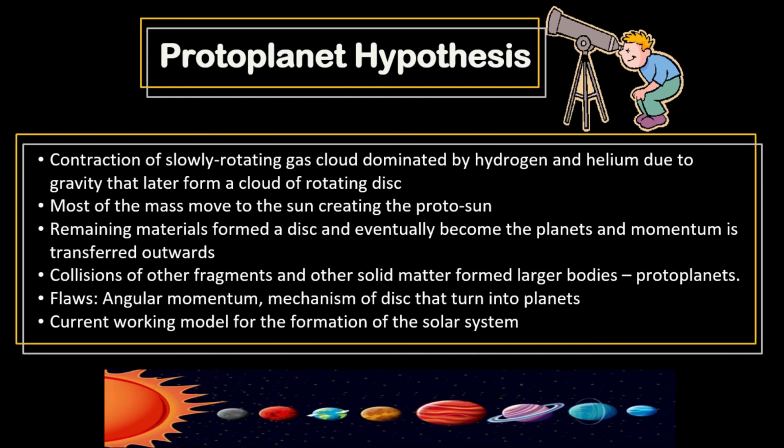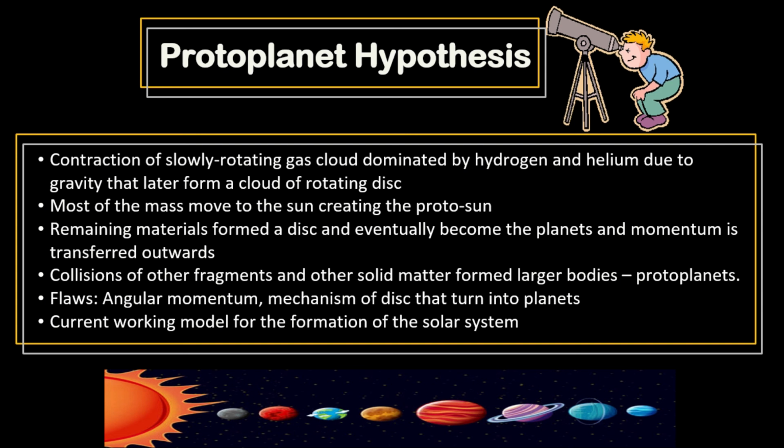Last but not the least is the protoplanet hypothesis. So, the protoplanet hypothesis says that contraction of slowly rotating gas cloud dominated by hydrogen and helium due to gravity that later form a cloud of rotating disk. So, most of the mass moved to the sun, creating the protosun, and the remaining materials form a disk and eventually become the planets, and momentum is transferred outwards.